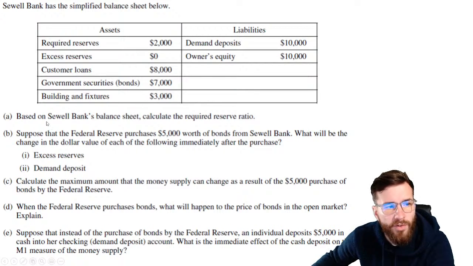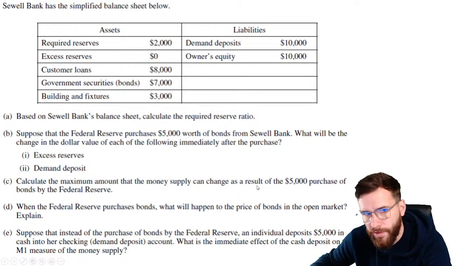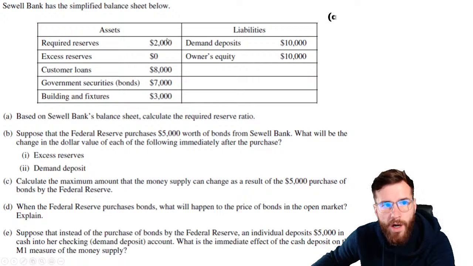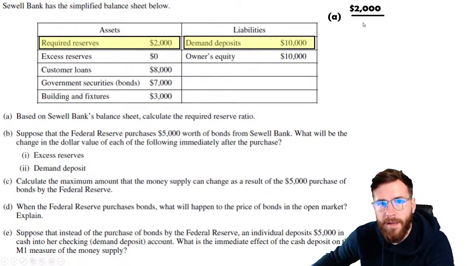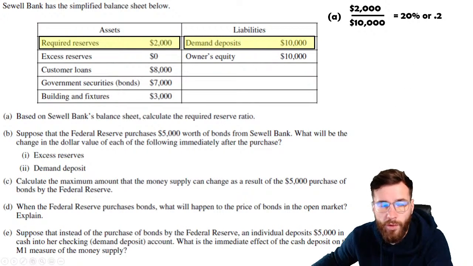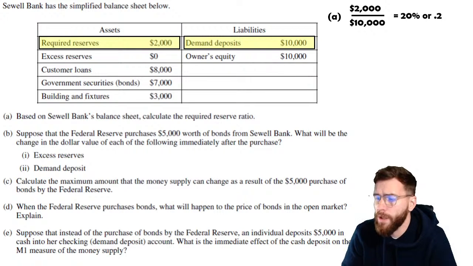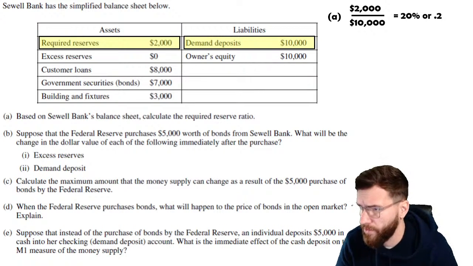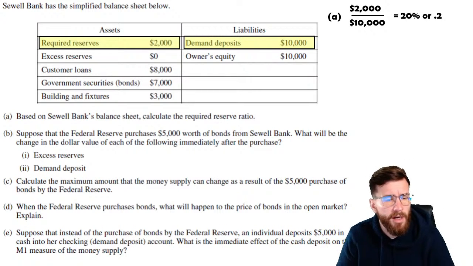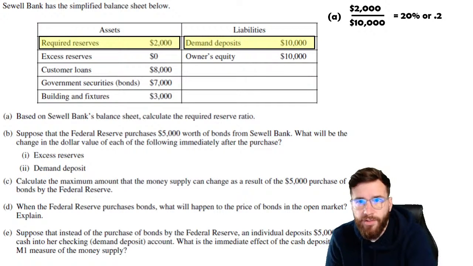Okay, anyway, it says, based on Sewell Bank's balance sheet, calculate the required reserve ratio. Again, generally, it's always the first question. It's just whatever is required reserves divided by demand deposits. So 2,000 divided by 10,000 would be equal to 20% or 0.2. So the reserve requirement in this case is pretty high. Banks have to hold 20% of all money in checking accounts in required reserves. So that's just A.